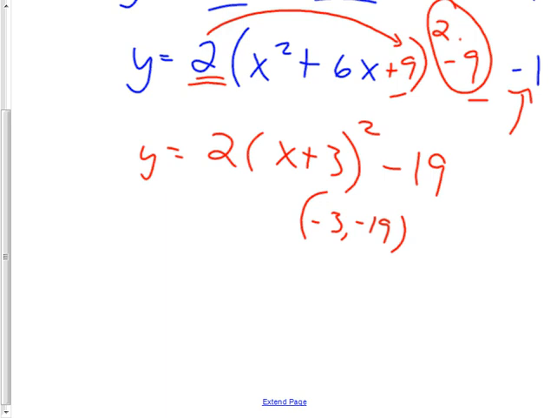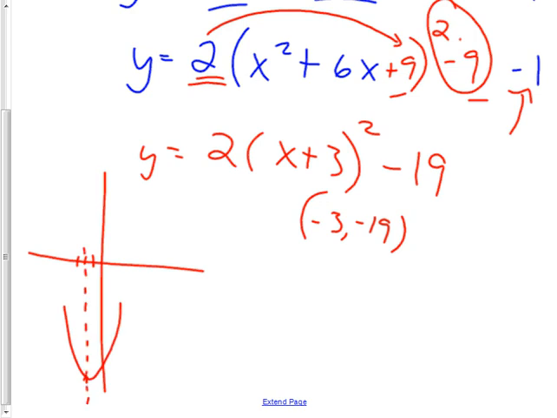What if they ask you for the axis of symmetry? The axis of symmetry is the line that runs right through that vertex. If that vertex is at negative 3, negative 19, it's way down here. The parabola looks like this, and the line is going to run right through that spot. It's the x of that. So you'd say x equals negative 3. That's the axis of symmetry.